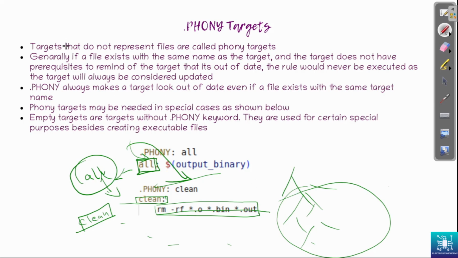That's a phony target. Targets that do not represent files are called phony targets. Generally, if a file exists with the same name as the target and the target does not have prerequisites to remind it that it's out of date, the rule would never be executed, as the target will always be considered updated. So in that case, phony always makes the target look out of date even if a file exists with the same target name. Phony targets may be needed in special cases as shown below. Empty targets are targets without the phony keyword. They are used for certain special purposes besides creating executable files. Okay, so there is something called empty targets as well.